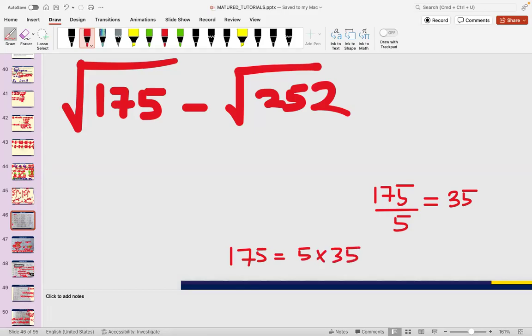Like the previous example I gave, if you find the square root of this one, no number can come out. You can't find the square root of 5 directly. You can't find the square root of 35 directly. So even though 175 divided by 5 is giving you 35, this is not going to help us. So what can you do? Can you still break this 35 down? When you try breaking it down, you get 5 multiplied by 7.